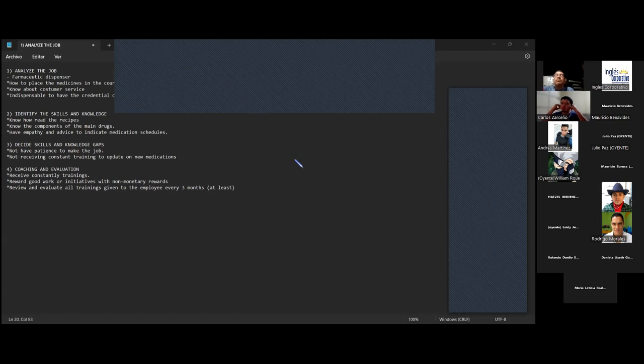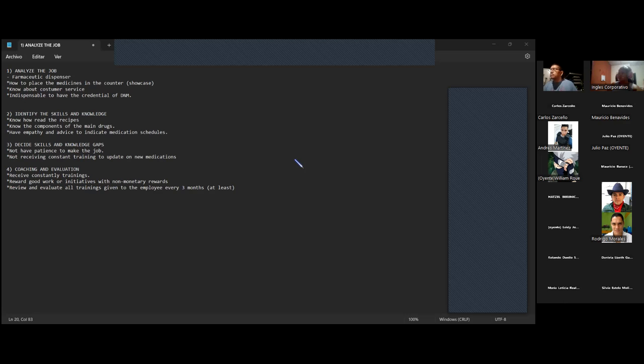Okay, this is what we worked on with Mauricio and Leticia, so everyone will read some part. For the first one, analyze the job, we selected the pharmaceutical dispenser. We think that in order to do his or her job, they need to know how to place the medicines in the counter or showcase, know about customer service, and it is indispensable to have the credential of the DNM, Dirección Nacional de Medicamentos.